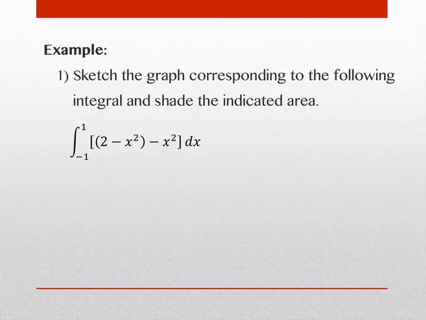And what I really want you to recognize is the first function in parentheses is operating like f of x, and the second piece is operating like g of x. So we're going to put into y1 2 minus x squared, and into y2 we're going to put x squared.